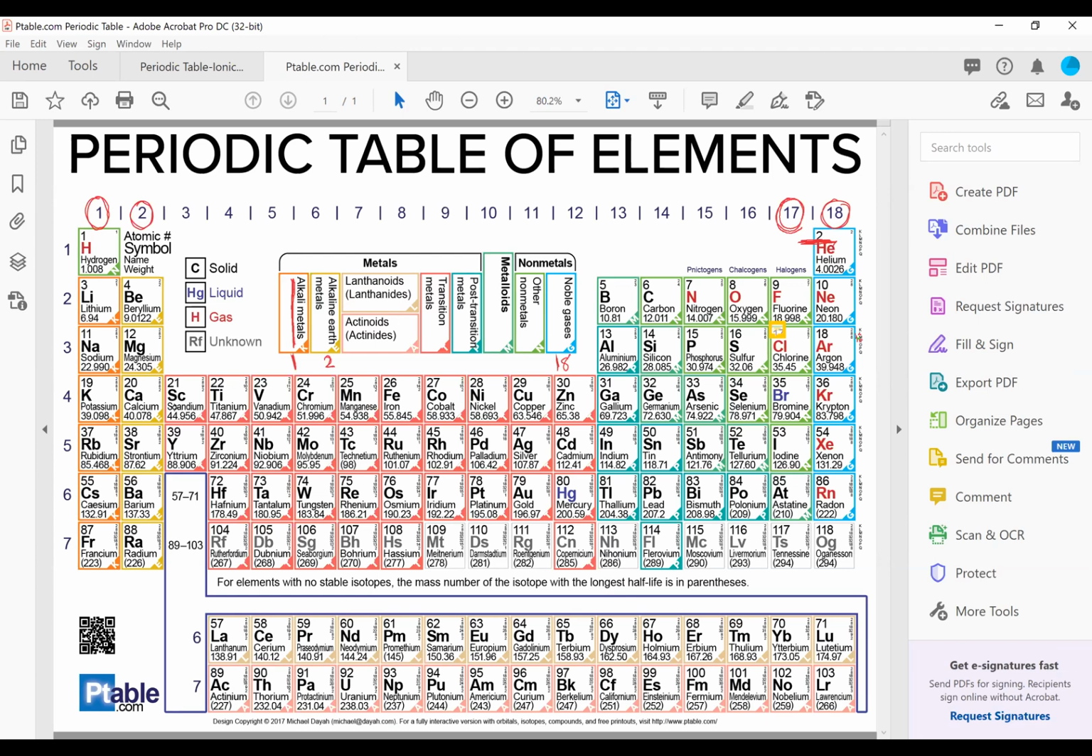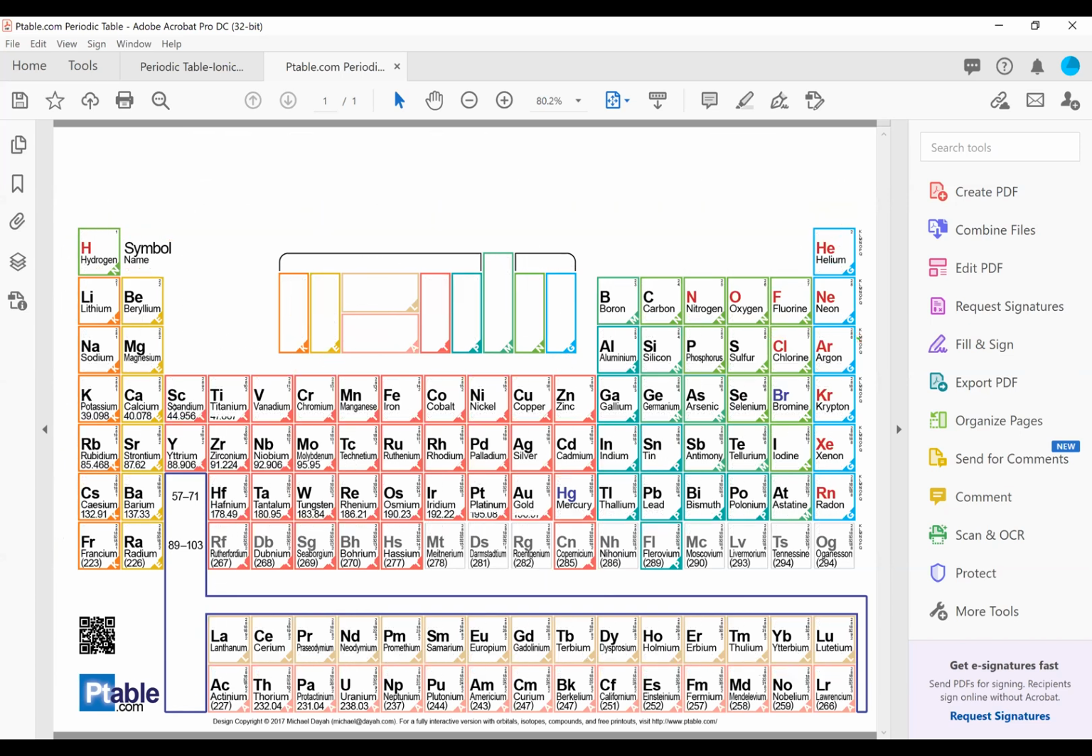Why do we call it noble gases? Because they generally do not react, right? But we can talk about that later. At the moment, let's just try to understand the names. Noble gases. And group number 17 is called halogens. I'm not sure why they didn't put this here, but group number 17 are called halogens.